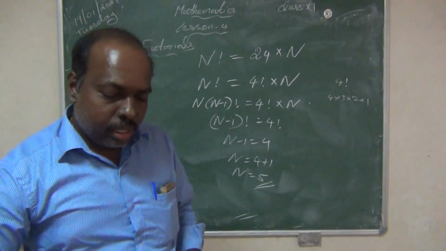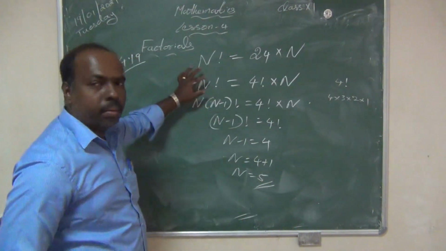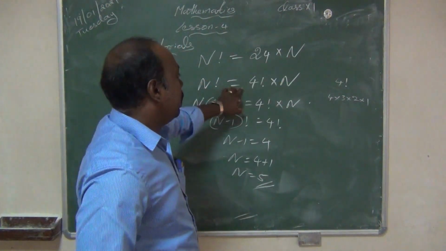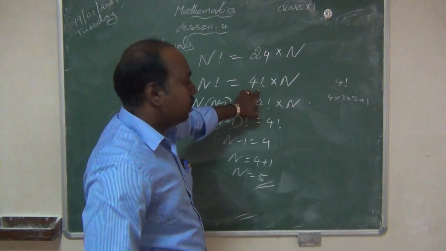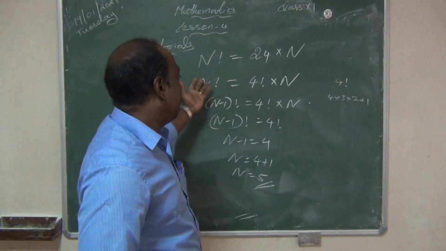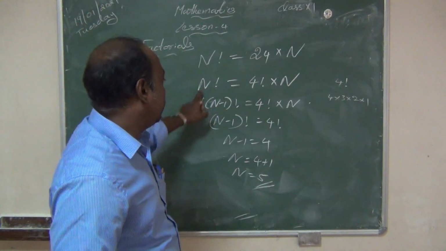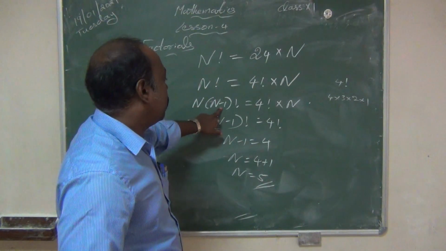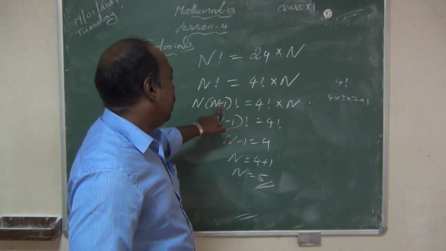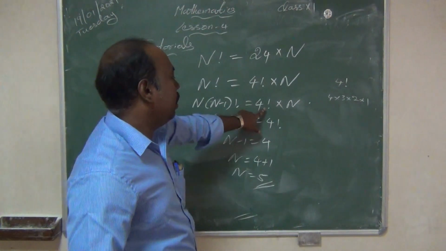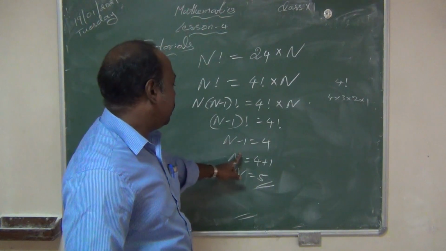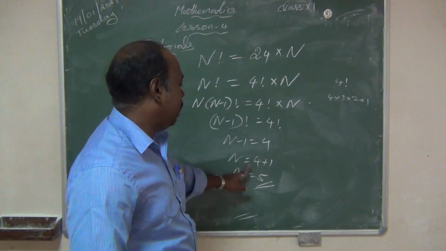In the textbook another method is given. I think this is easy for you, am I right? So n factorial equal to 24 into n. So n factorial equal to 24 can be written as 4 factorial into n. Now here we have two terms, so we have to reduce this also into two terms. So how will you write? n into n minus 1 factorial. So comparing the left hand side and right hand side, in the place of n minus 1 factorial we have 4 factorial, so the factorials get cancelled. So we will get n minus 1 equal to 4, n equal to 5.